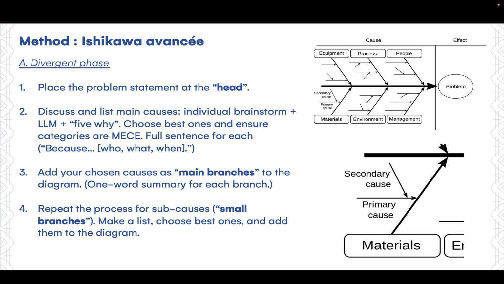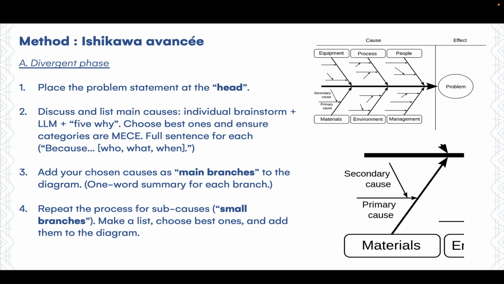You want to push beyond the superficial explanation to something deeper, right? These are kind of your toolkit for choosing the best, most interesting cause statements. You want to make sure your category list is MECE, right? And then you want to write a sentence for each, right? That is, why is this happening? Because, right, with a who, a what, and a when.